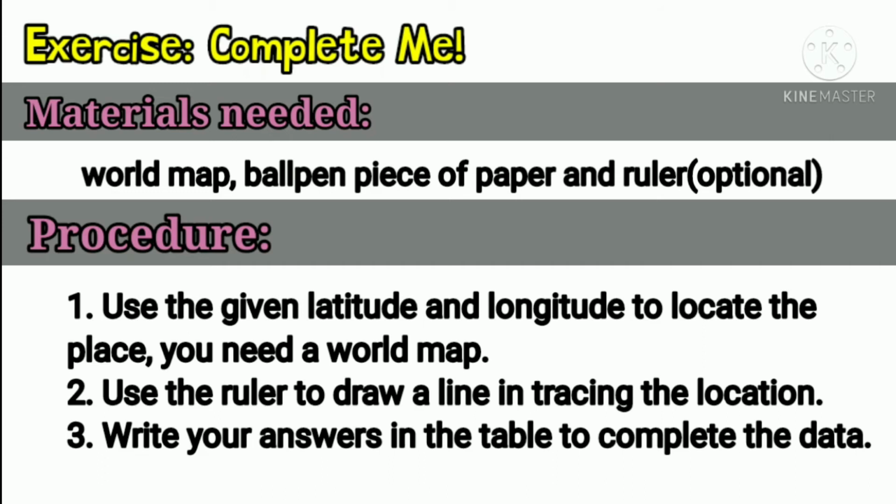Use the given latitude and longitude to locate the place. You need a world map. Number 2. Use the ruler to draw a line in tracing the location. And number 3. Write your answers in the table to complete the data. I will be giving you 30 seconds to answer the activity.